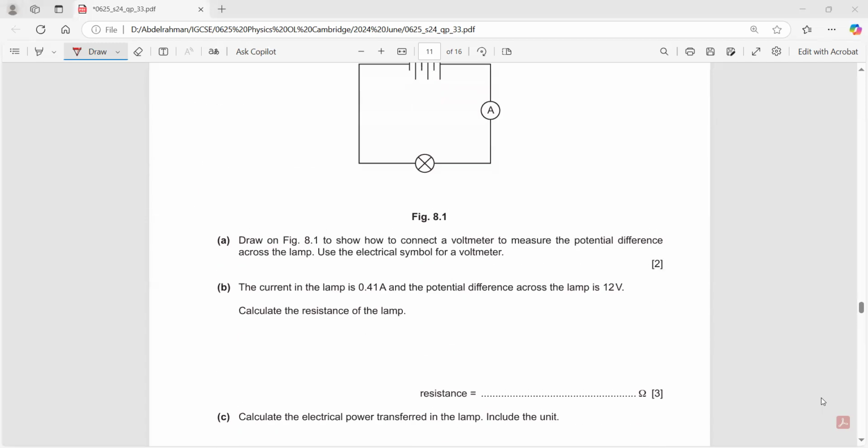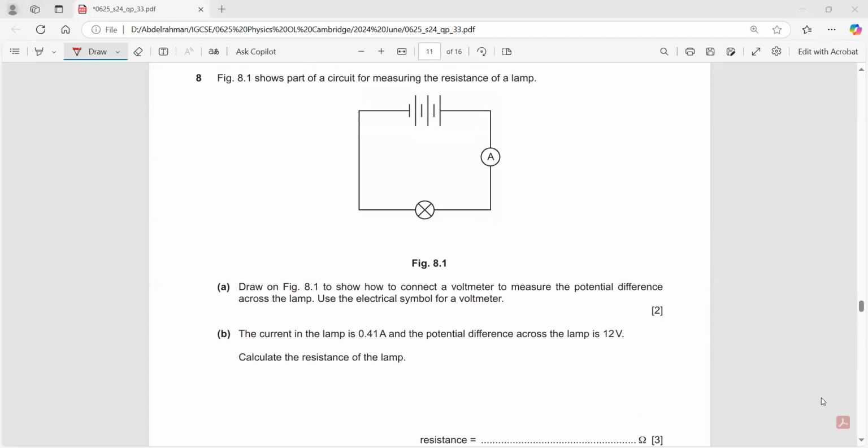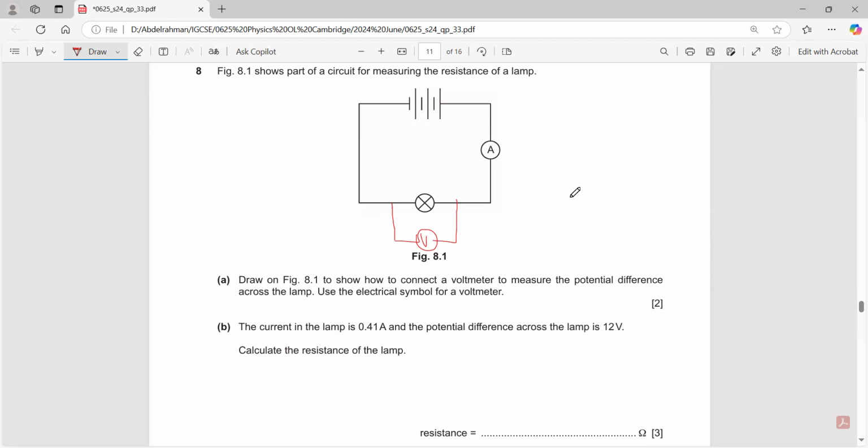For this question, can I draw the voltmeter? Yes, I can draw the voltmeter. It has to be parallel to the lamp. Please draw it parallel to the lamp. Do not draw it parallel to the meter, because I've seen way too many silly mistakes of people drawing the voltmeter parallel to the meter, which is nonsense. Parallel to the lamp.